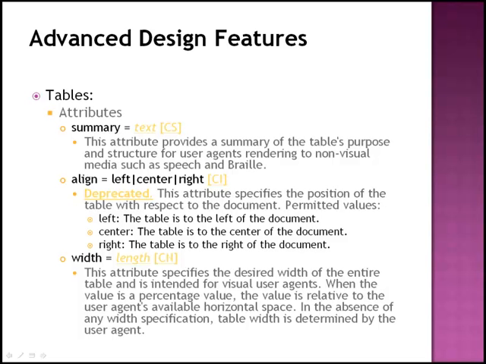The align attribute allows you to specify the position of your table with respect to the document. It is deprecated, and in newer versions of HTML and XHTML, we use styles to accomplish this. But if you're using transitional and frameset XHTML, you could still use these attributes. The possible values are left, that puts your table to the left of the document; center, that centers your table within the document; and right, which flushes the table all the way to the right of the document.